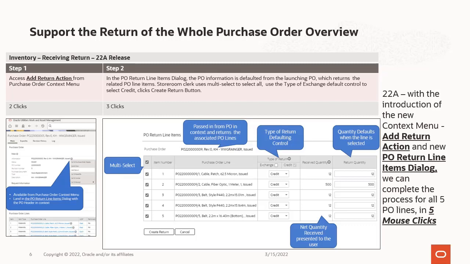Now, I'll take you through a live demo to show you the new PO return line item dialog in action. As we go through the demo, you'll see how the defaulting behavior is slightly different for inventory items versus lot managed items versus tracked assets.